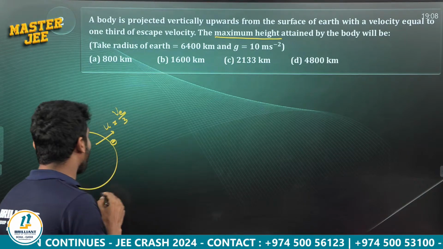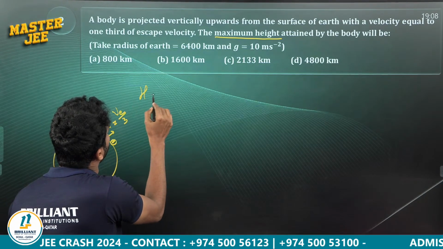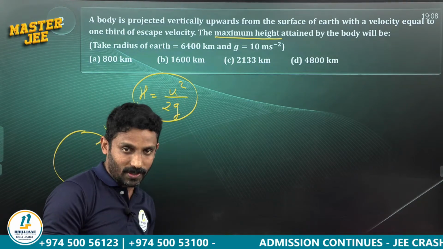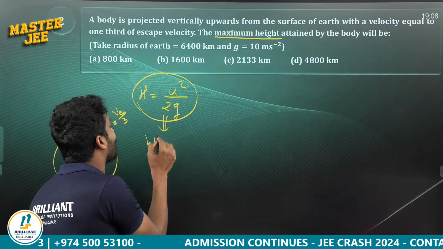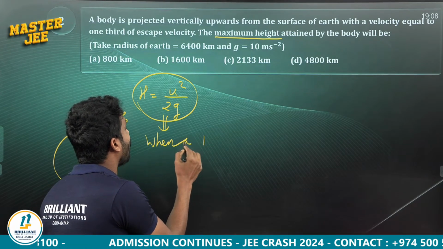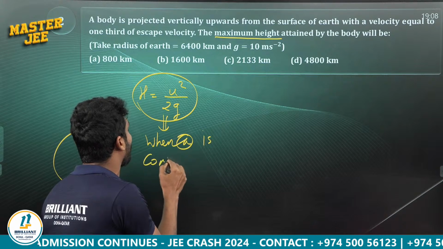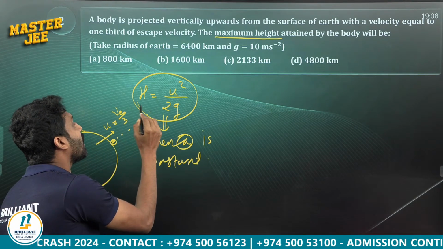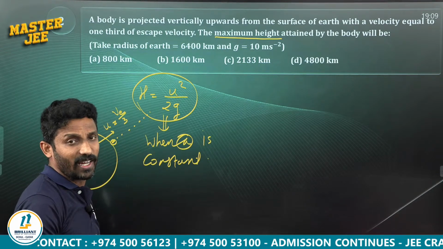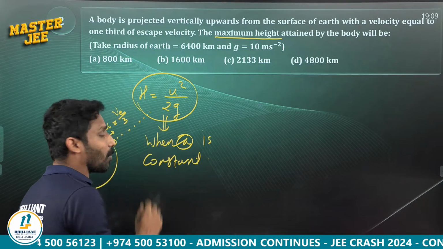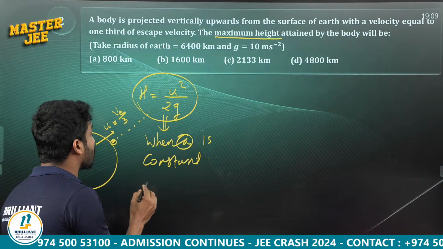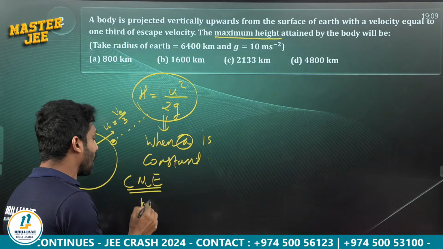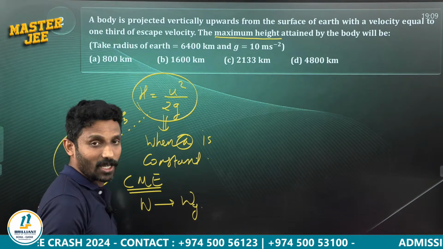For the maximum height, we have a formula h is equal to u square by 2g. But we don't use this formula here because it is used when acceleration is constant. In this situation, during the motion of the ball vertically upward, the acceleration due to gravity varies. So instead, we apply the conservation of mechanical energy, because work is done only by gravity, which is a conservative force.